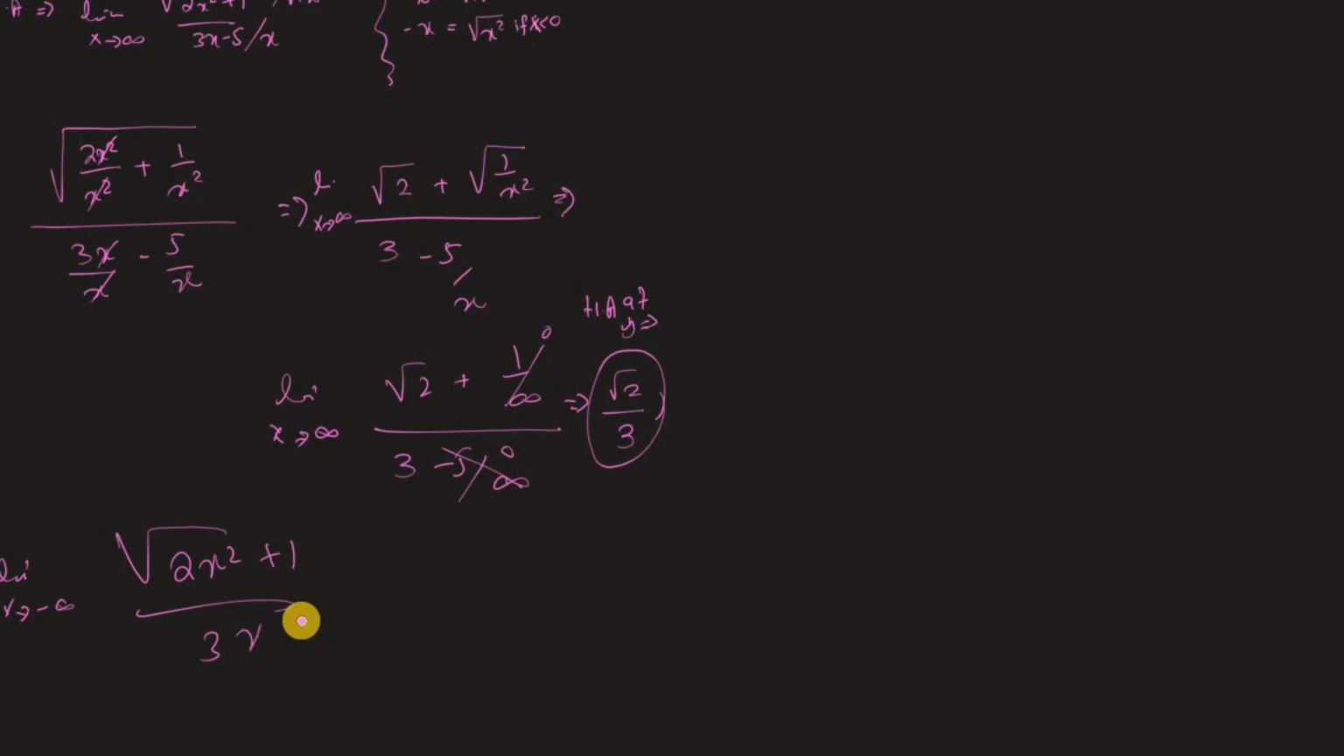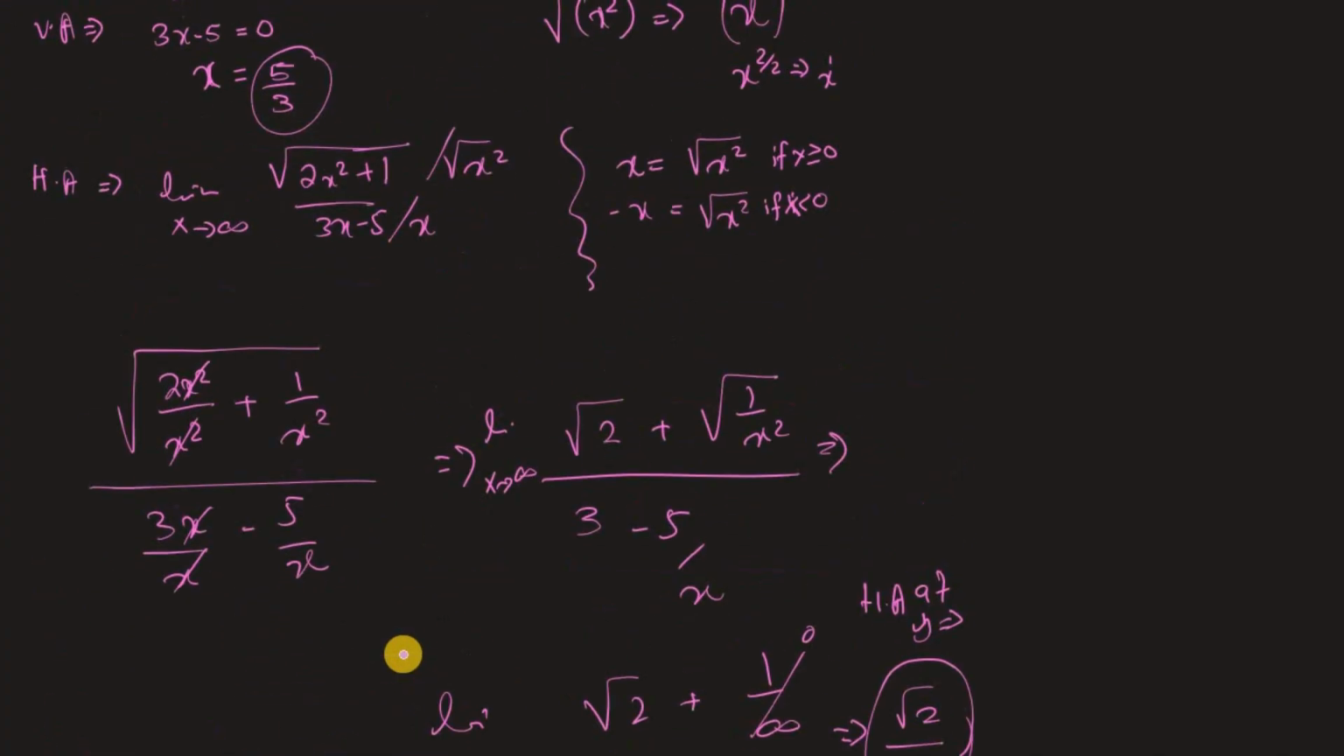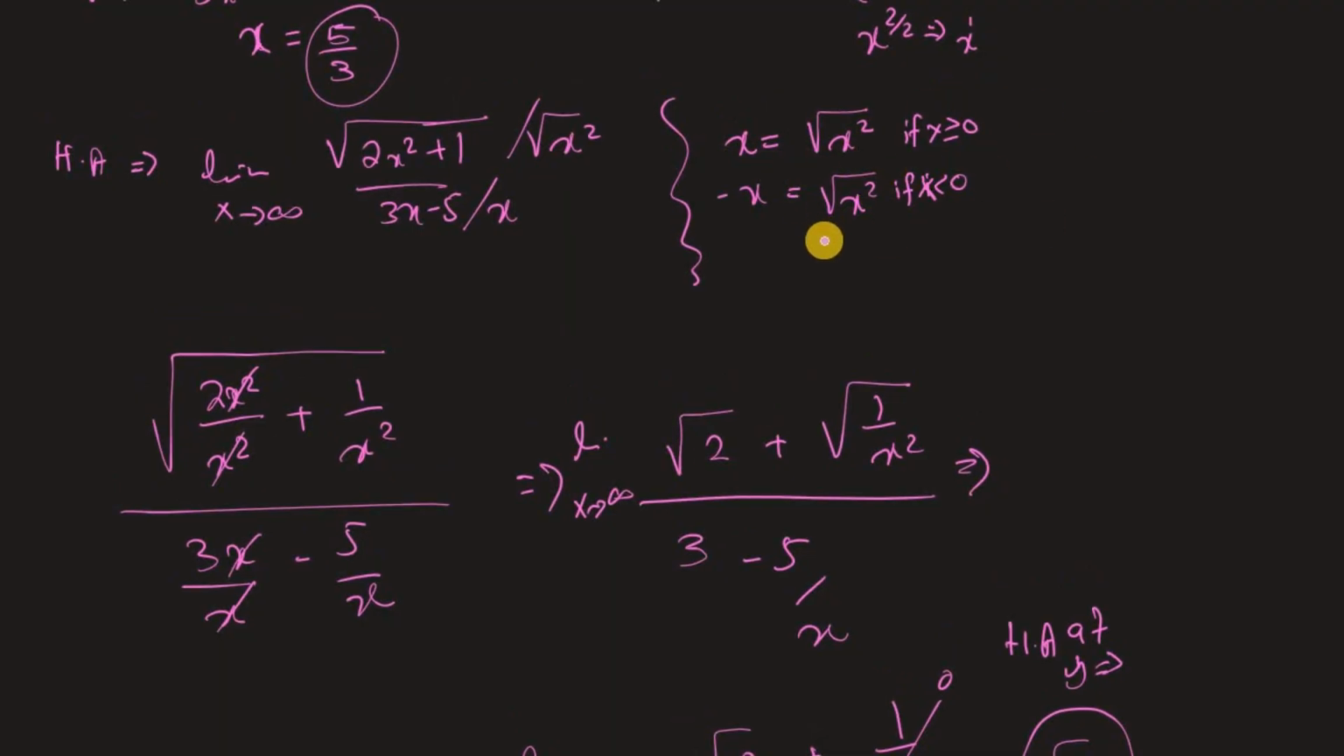So I'm going to just write the same exact function over here. That was square root of 2x squared plus 1 over 3x minus 5. Okay, so now what do we do? Like I said over here, we're going to pretty much follow the same approach. But here, since we're approaching x from negative infinity, that would be the case of this one.